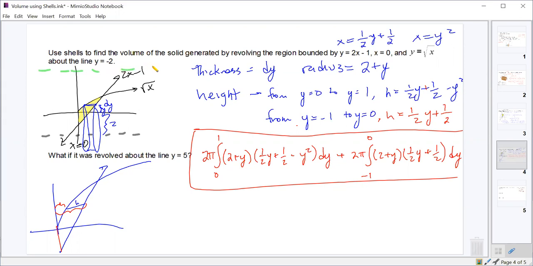So even when we're doing integration by shells, we should still pay attention to right functions and what's on top, what's on bottom. Most definitely. Yep, you still got to focus on that because you got to use that to find your height most of the time.